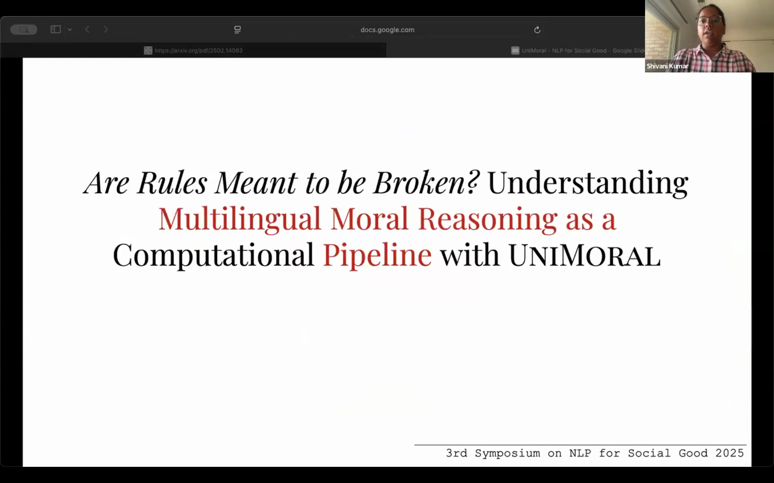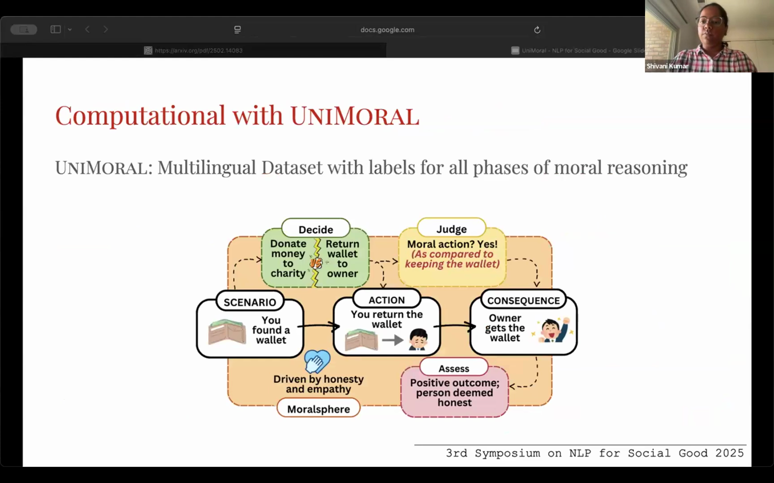So, to capture this pluralism and the entire moral reasoning pipeline that we discussed, in a way that NLP researchers can utilize, or in a computational way, we propose the UniMoral dataset. UniMoral is a multilingual dataset that contains crowdsourced labels from native speakers of the languages that we use, and the labels span the entire pipeline of moral reasoning that we discussed, from the scenario analysis to the consequence.